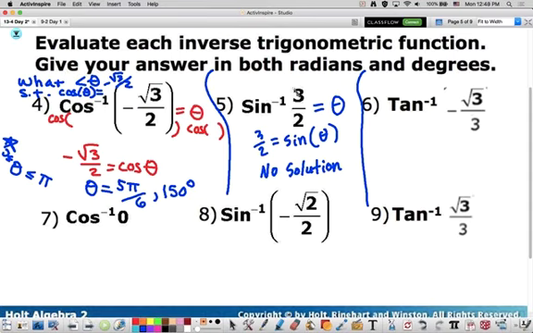Okay, how about this one? Let's use our calculator. First off, let's set this up. What should I set this equal to? Theta. What can I do to both sides? Take the tangent. You should do tangent of both sides. What does that leave me with? -√3 over 3 equals tangent of theta.